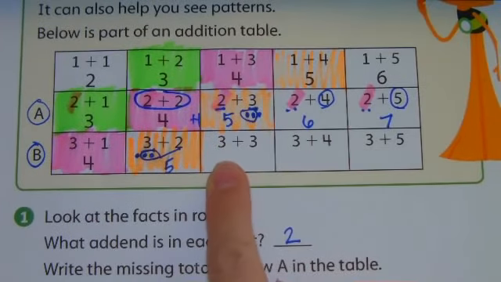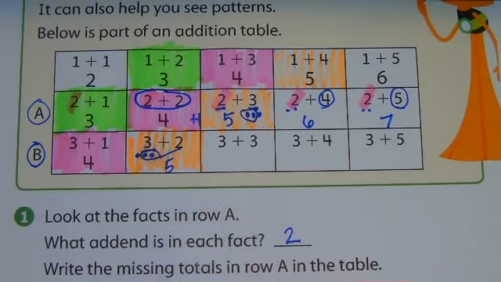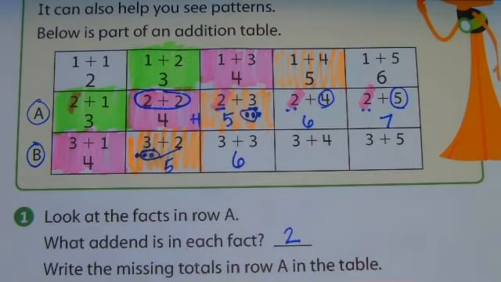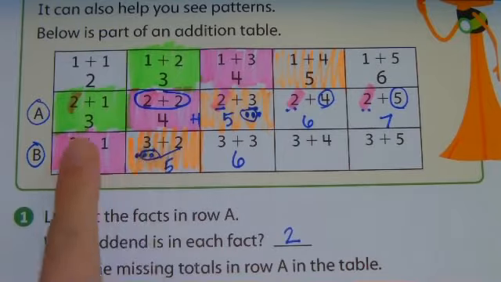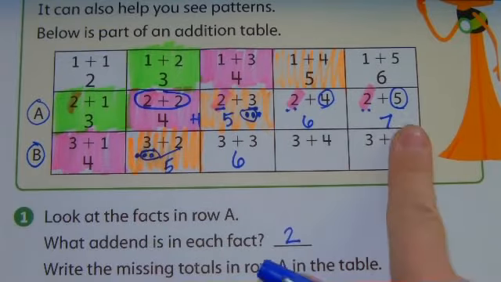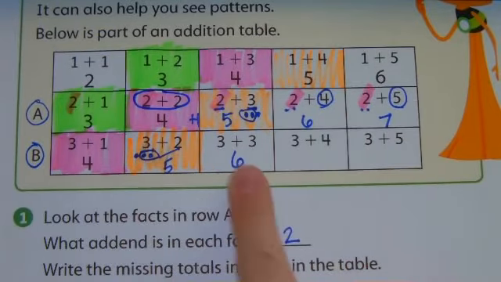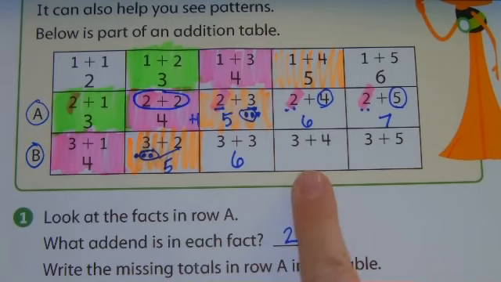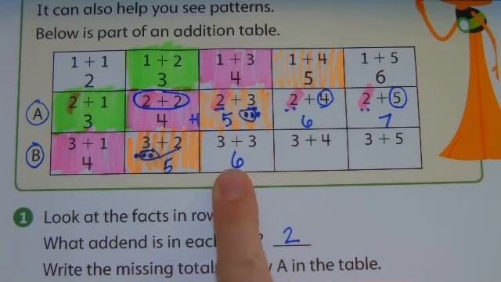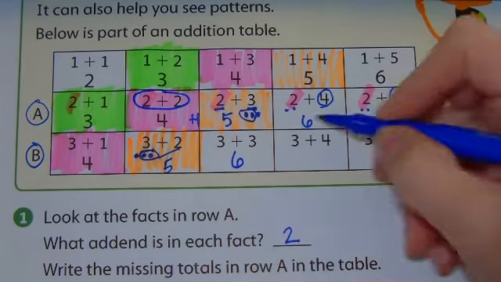So let's see. We have to solve this one. Ooh, addition double. 3 plus 3 equals 6. Let's look at this pattern in row A. 3, 4, 5, 6, 7, 4, 5, 6. What do you think this is going to be? Ooh, I can use this fact, right?